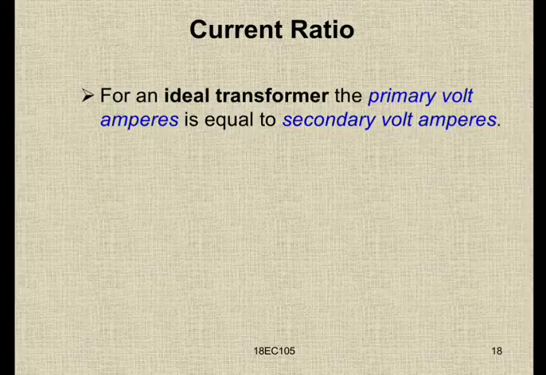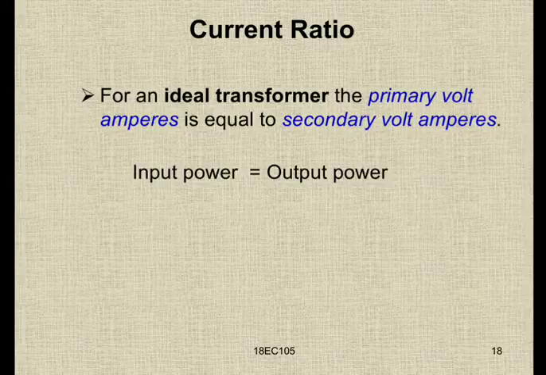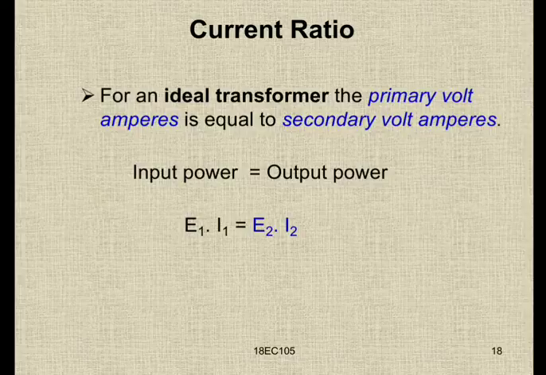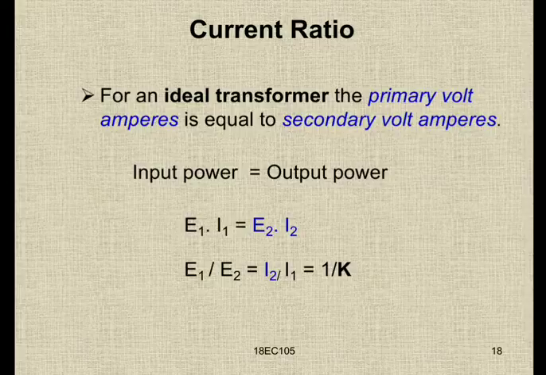And for an ideal transformer, the primary volt amperes will be equal to the secondary volt amperes, meaning that the input power is equal to the output power for an ideal transformer, assuming there are no losses within or otherwise anyway. So the input power is equal to output power. So E1 into I1 is equal to E2 into I2, but E1 by E2, doing some transformations, we get I2 by I1, that is equal to 1 by K.